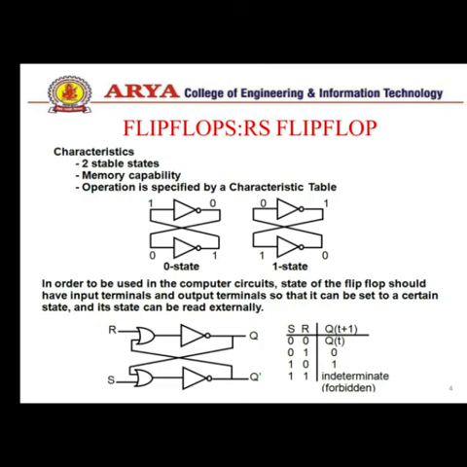Now we will discuss the basic characteristic of this flip-flop. We know that it has two stable states, either 0 or 1, set or reset condition. It has memory capability, because it stores some bits, so it is storage, some memory. The operation is specified by a characteristic table. We will discuss it later, and now we understand the basic working of this circuit.